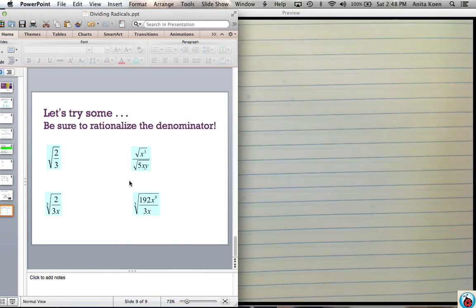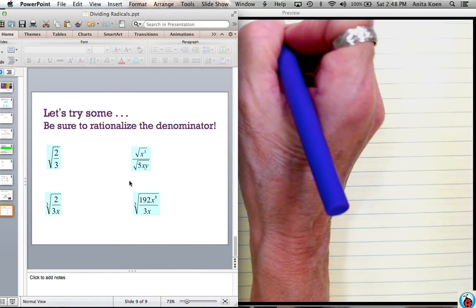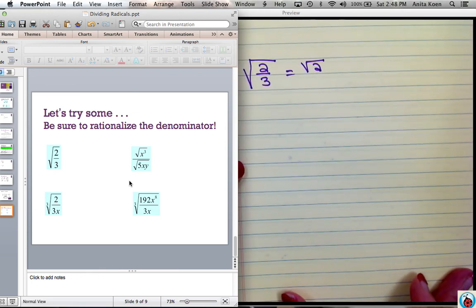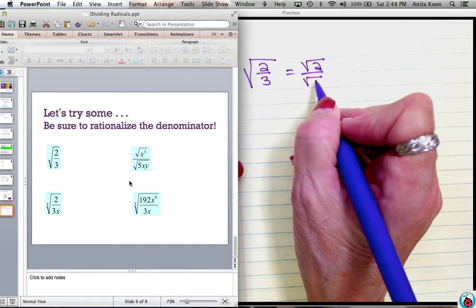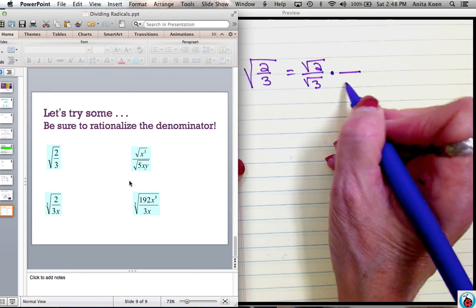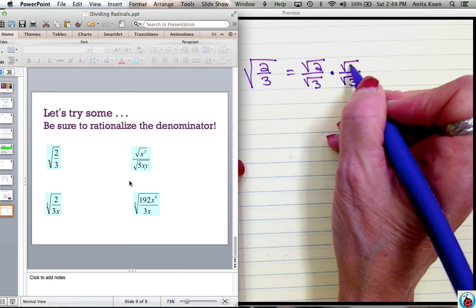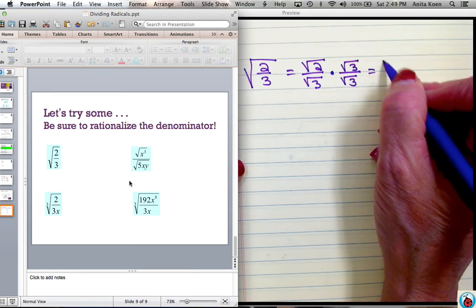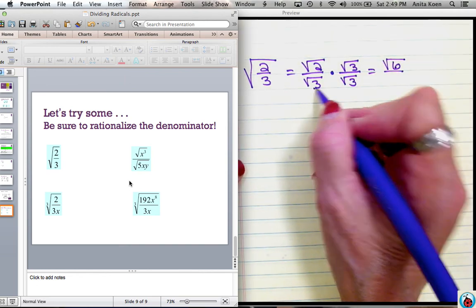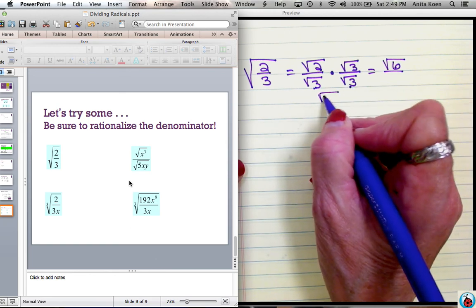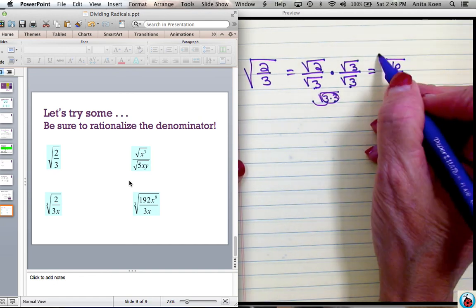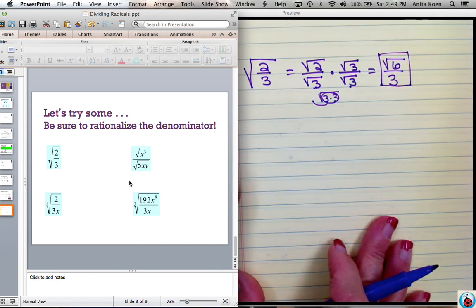So, the square root of 2/3. Well, neither of those are perfect squares, so I'm going to go ahead and just separate them. I'm going to take the roots first. And seeing that I have a radical in the bottom, I'm going to have to rationalize. So I need one more 3 on the bottom. So the square root of 2 times the square root of 3 is the square root of 6. And the square root of 3 times the square root of 3 gives me 2 3's underneath. So they get to come out. And that's the square root of 6 divided by 3.